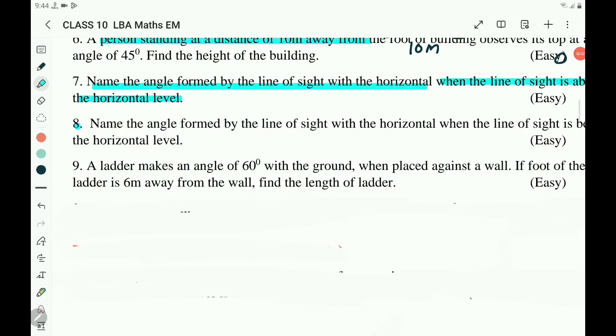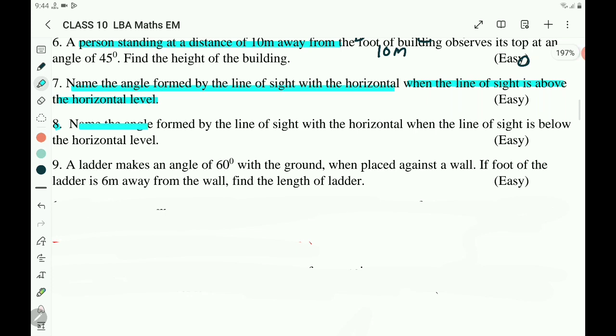Next question, question number 8. Name the angle formed by the line of sight with the horizontal when the line of sight is below the horizontal level. That is, when the object is viewed below the horizontal level. The angle formed by the line of sight with the horizontal is angle of depression. What is that name of angle? Angle of depression.